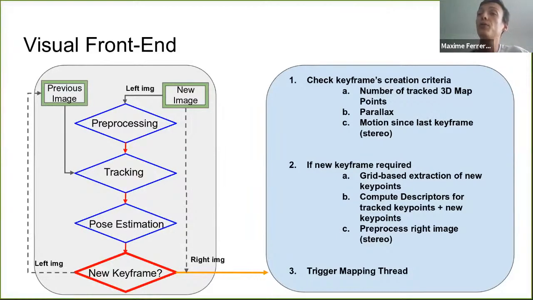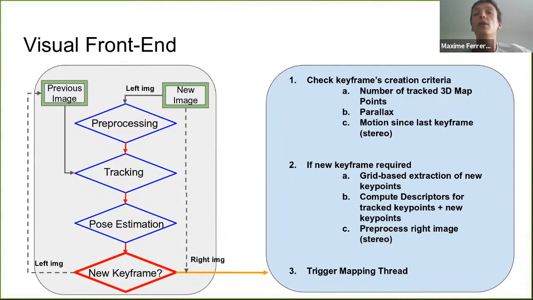Also, we compute descriptors for every tracked key point and the newly extracted key points because, differently than direct SLAM methods, we don't want to give up on lost key points, and so we will use these descriptors later for local map tracking. And also, in the stereo mode, we pre-process the right image at this step for further processing. So as you can see, this pipeline is almost a fully monocular pipeline, and the only difference is that in the stereo mode, we have one more criterion for the keyframe creation, and we do some pre-processing on the right image for the next step.